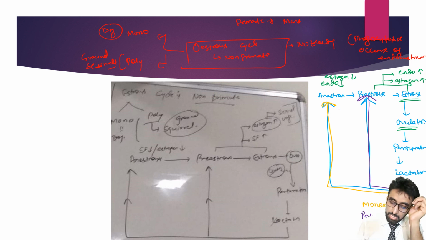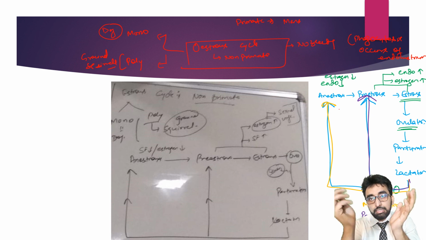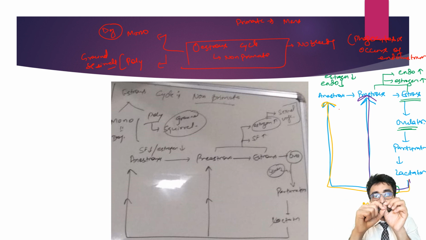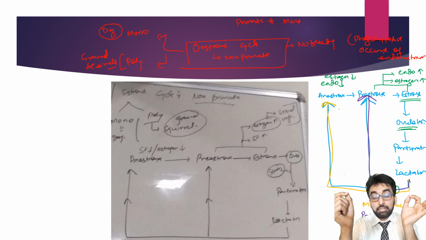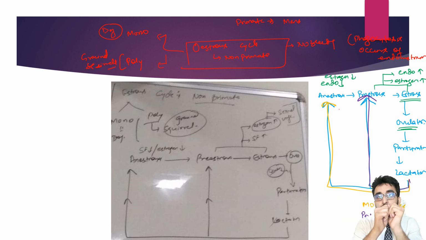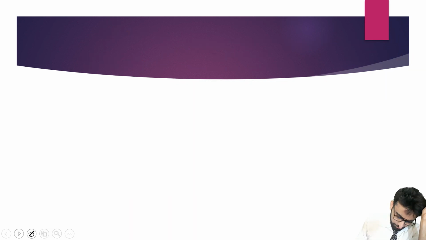Now the phases we have are anestrus, pre-estrus, estrus. The estrus phase is the phase where the estrogen level rises and leads to ovulation, and if fertilization occurs after this ovulation, the pregnancy will continue. Depending on whether the animal is monoestrous or polyestrous, it will enter either the anestrus phase or the pre-estrus phase. I hope this makes things clear.